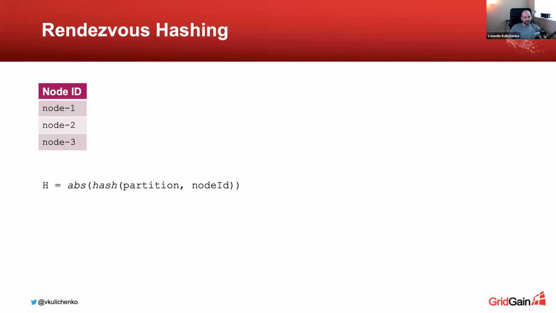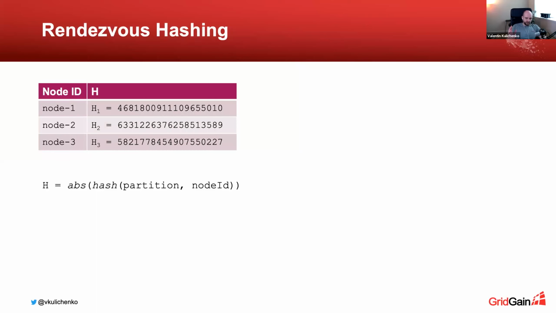And the difference is that previously we calculated the hash based on the key, or we just used the actual partition number. Now we'll calculate the hash based on the combination of a partition number and a node ID, right? So we'll utilize some hashing algorithm to calculate the hash based on these two values. And we'll also use the ABS. Again, we don't want to have negative values. So as a result, we'll get something like this, right? These are actually random values. It doesn't really matter.